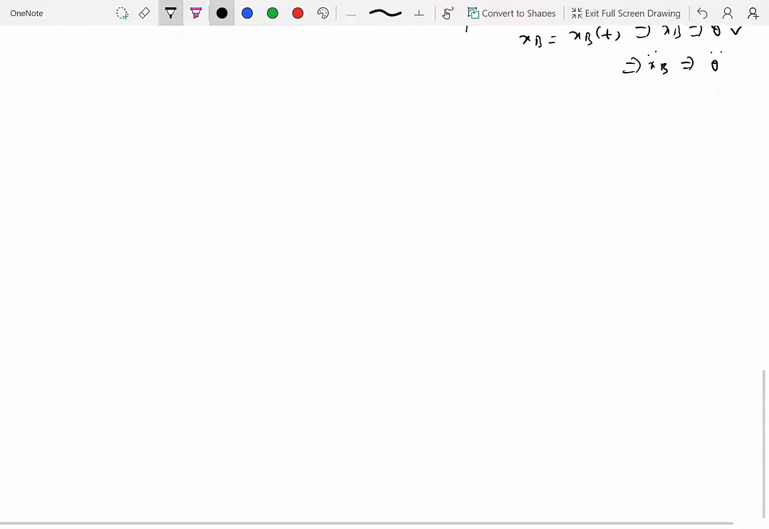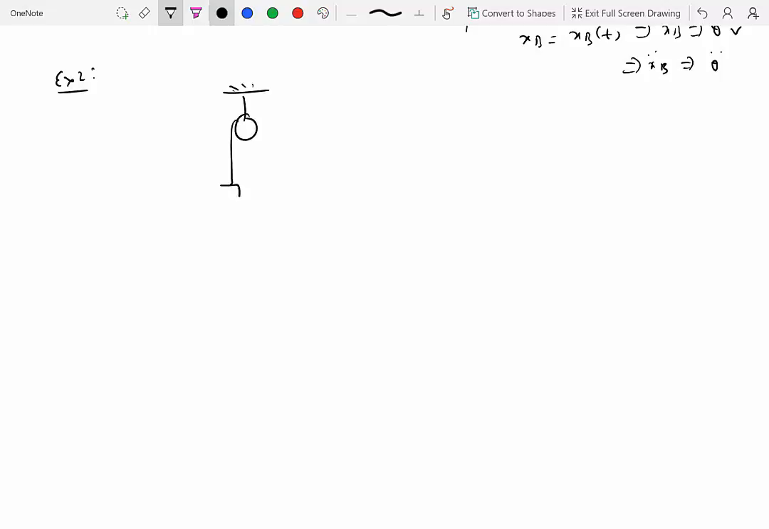Let's look at another example. So let's say I have a pulley, okay, and I have a load attached to it. Let's say we'll call it A, and then we have another load attached over here, which we'll call B, okay. So in this case, let's say this is a very simple pulley, right? We want to understand the relationship between velocity and acceleration of A and B.